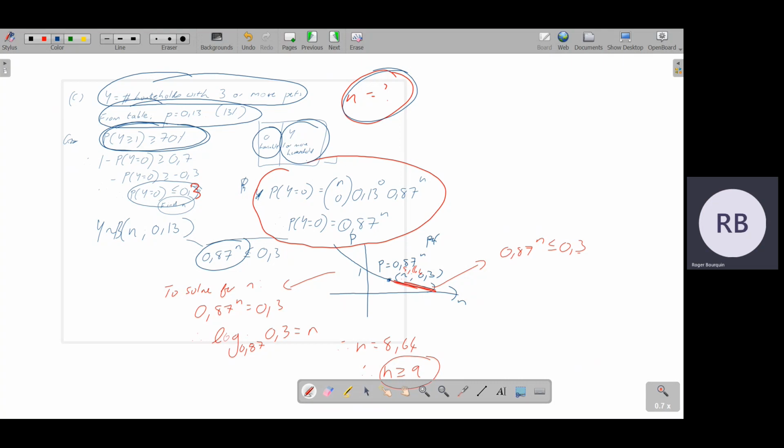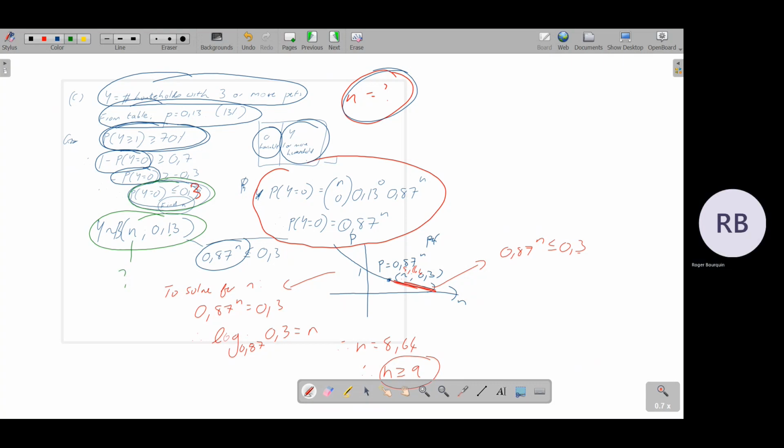So the probability of y being bigger than or equal to 1 is 1 minus the probability that y is equal to 0. So we get negative probability y equals 0 is bigger than or equal to negative 0.3. If I divide by a negative, the probability that y is equal to 0 must be less than or equal to 0.3. Now, y is a binomial distribution. The probability that a household has 3 or more pets is 0.13. We are looking for the size of the sample.